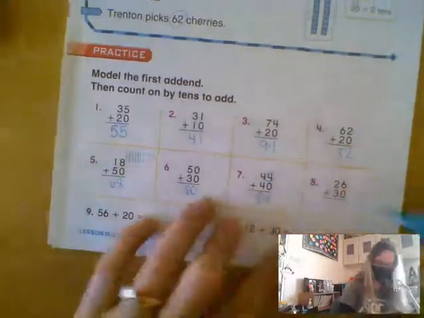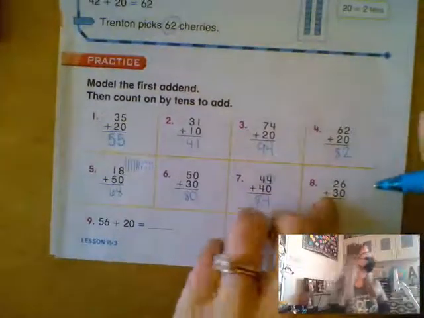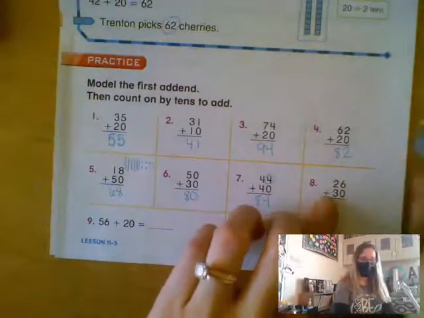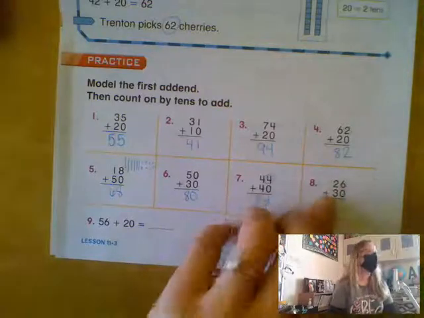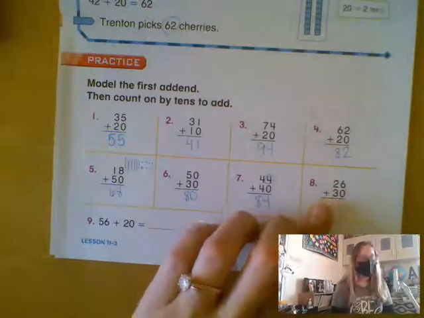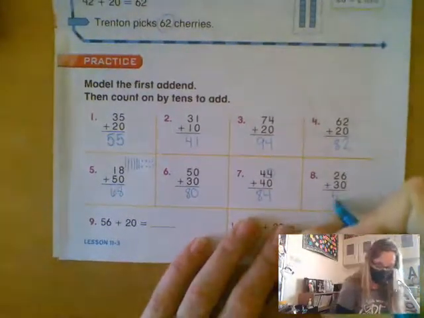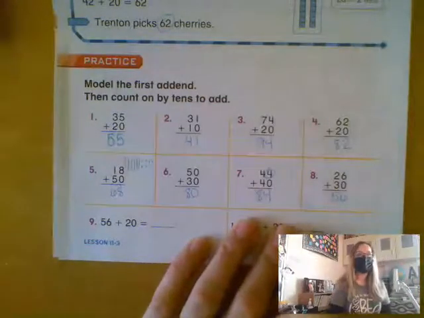Good job. Amelia, I'm at 26. Count on by 3 10s. 56. Okay, but count on. Do it. 26, 36, 46, 56. Good job. I want to hear you count on so I can make sure you're doing it right.